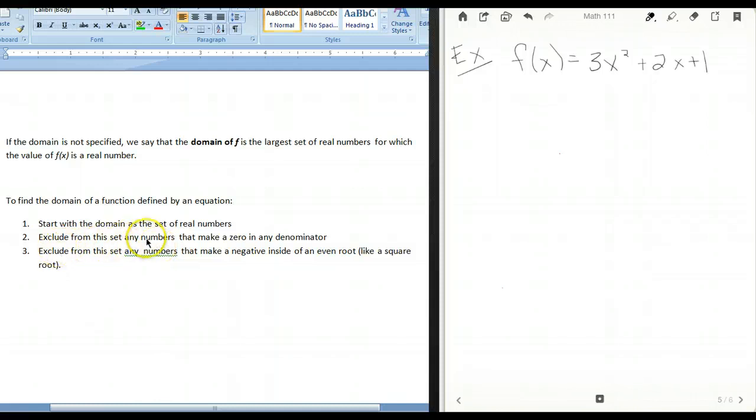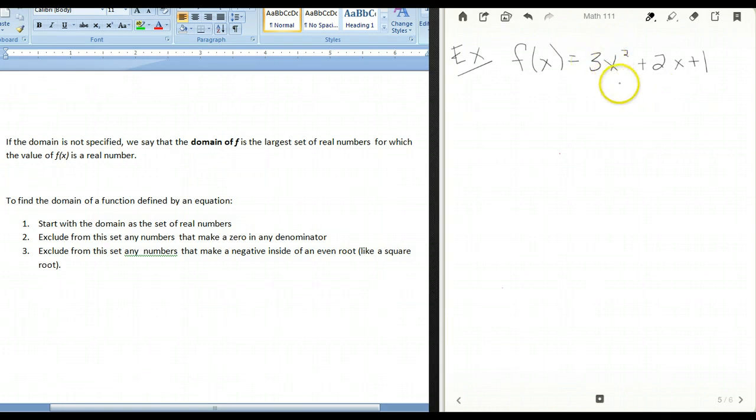We exclude from this set of numbers anything that makes any denominators equal to 0, or we exclude any numbers that make there be a negative number inside an even root, like a negative inside a square root, because we all know that bad things happen when that happens. So what we have to do here is look to see, do I have any denominators? Nope. There's just 3x squared plus 2x plus 1, so there's no denominators. There's no value of x that when I use it as an input is going to make a 0 in a denominator. No division by 0 or anything is going to happen. And there's no radicals either. There's no square roots, no cube roots, fourth roots, nothing like that.